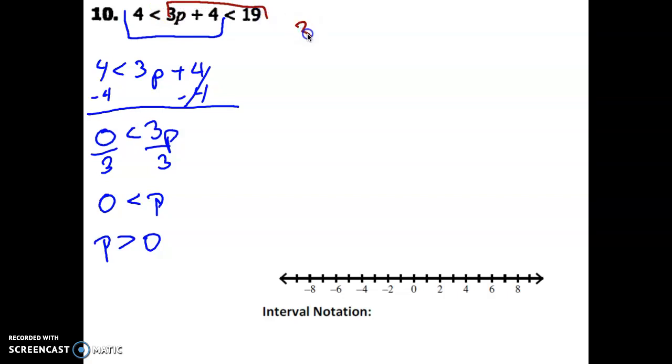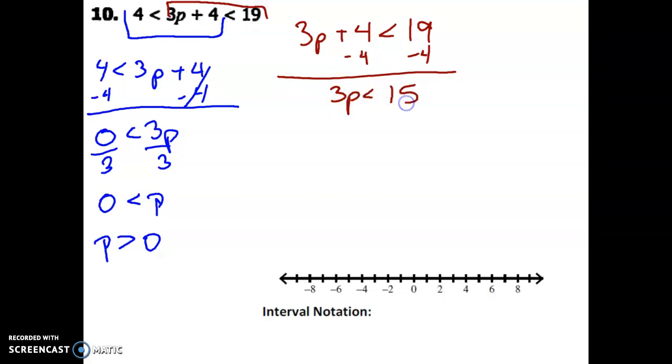Notice that the whole 3p plus 4 is included in both the blue and the red. I'm going to do that whole 3p plus 4 for both of them. The center part goes with each. So over here, I'm going to subtract 4, working to get p by itself, and then divide both sides by 3. And so I get p is less than 5.